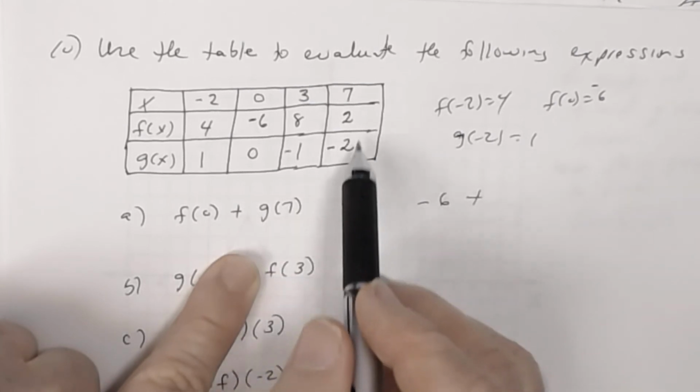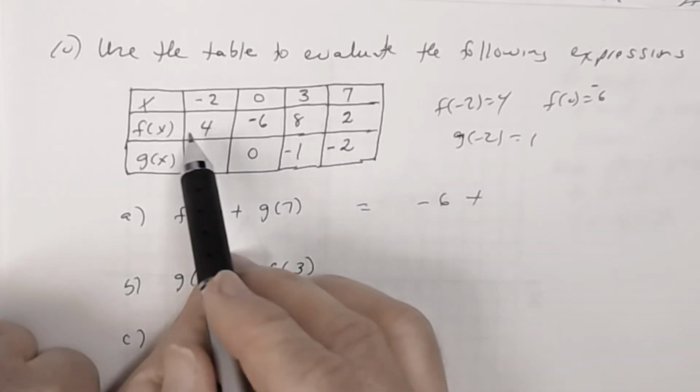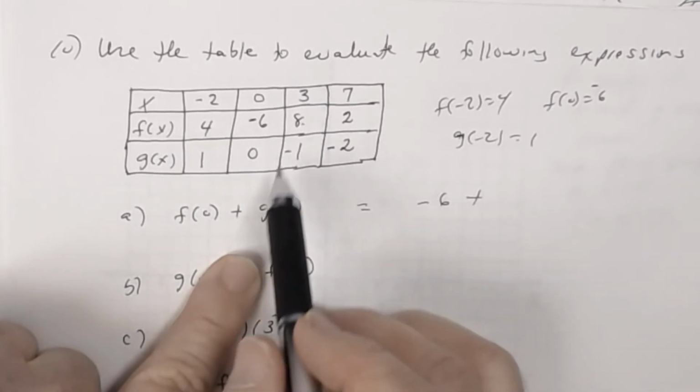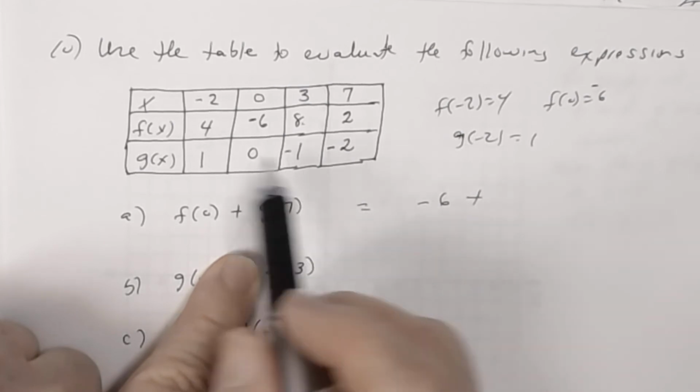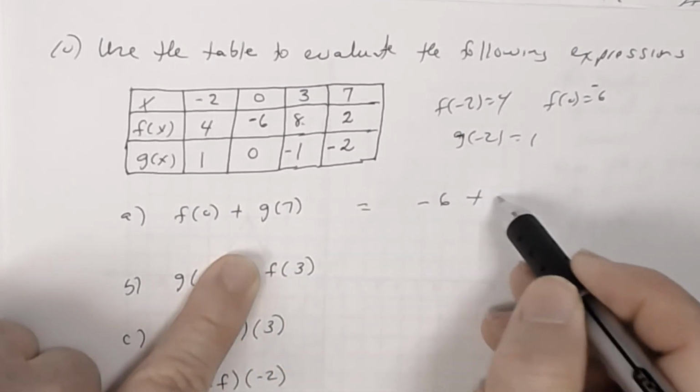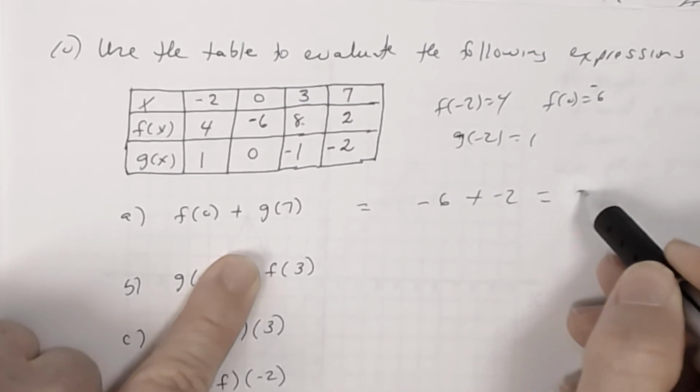Make sure you understand how to read each of these. These are your y values. So what does that 8 represent right here? That 8 represents the y value of f of 3. So g of 7 is what? Negative 2. And so your answer is negative 8.